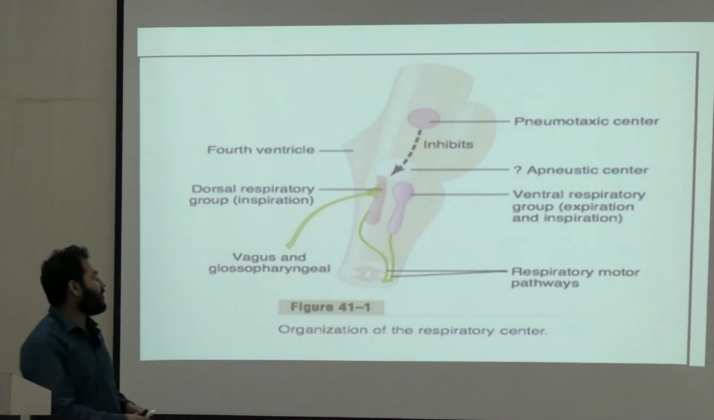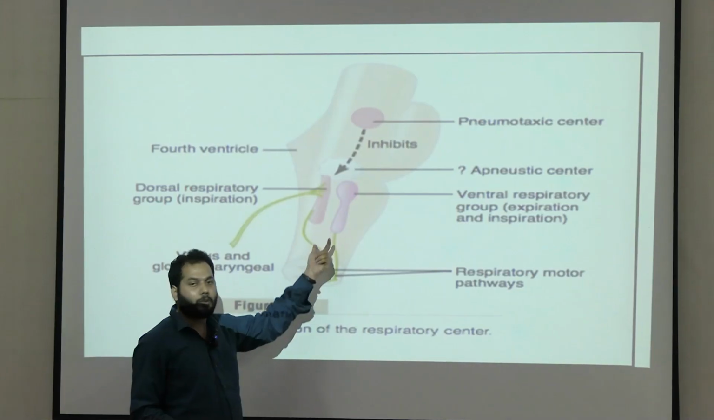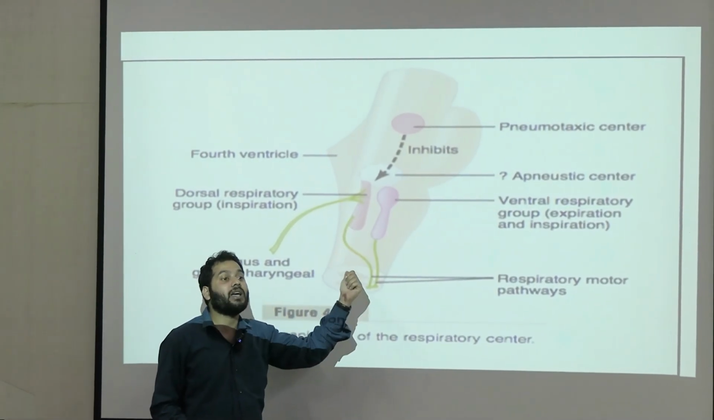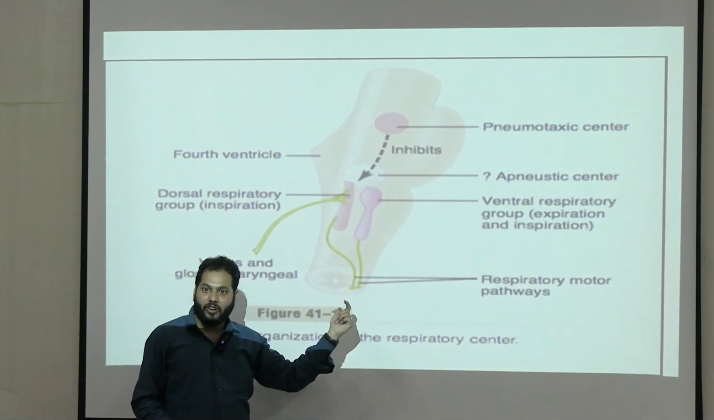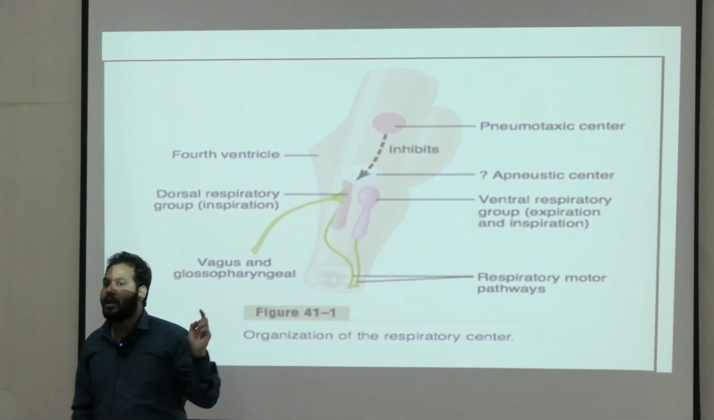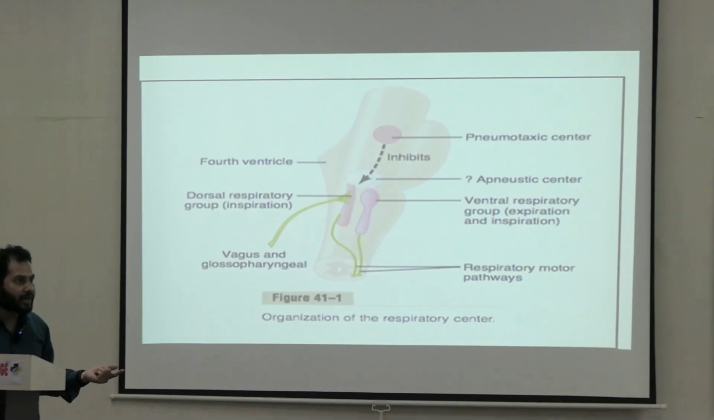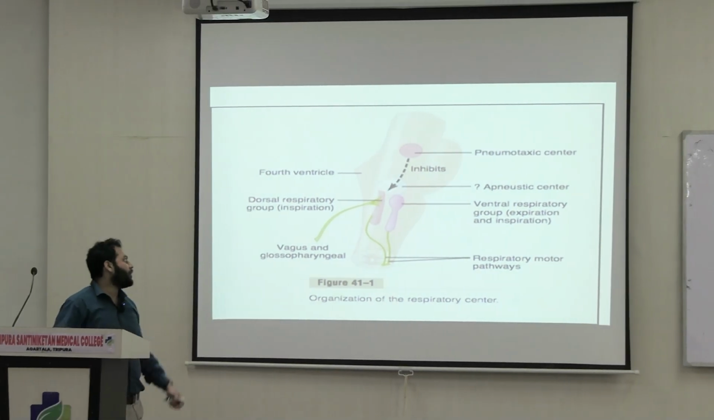See, this is the motor pathway. Motor pathway means after having the decisions, it sends the signals via motor neurons to the effector organ like muscles, so that muscles can contract, like the diaphragm can contract, right? So it is the respiratory motor pathway.